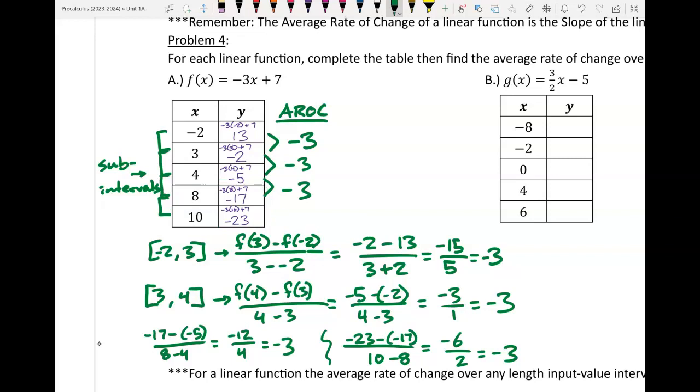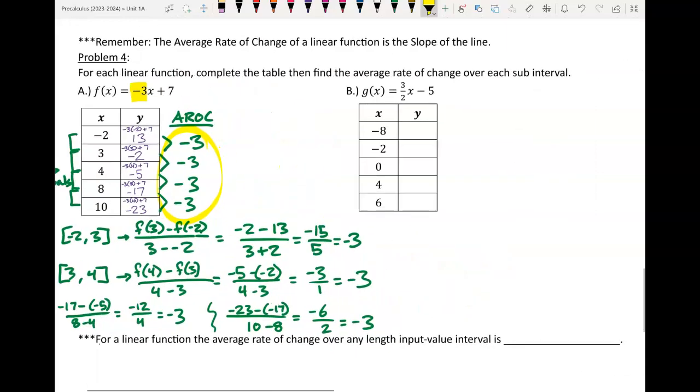So it turns out that the average rate of change of all those intervals, every single subinterval that we're given, was negative 3. And notice what all of these match. Well, they match that slope of the line, that m that we had, that mx plus b. So let's see if that happens again on this one over here.